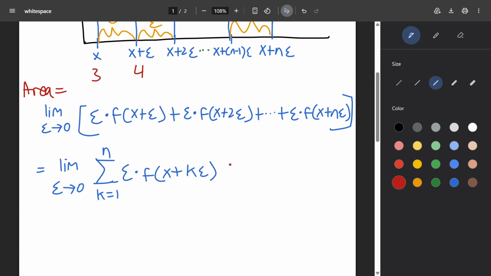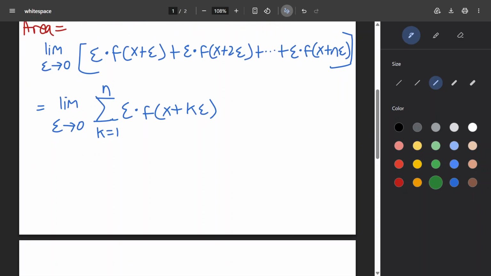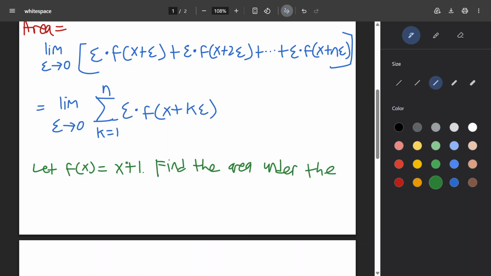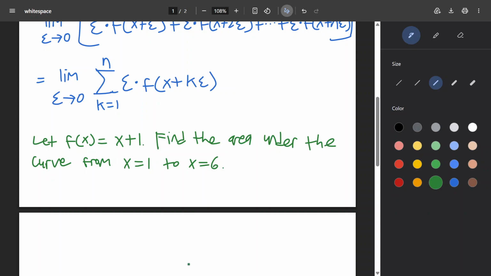Why don't we actually apply it? Let's pick an example problem. So we'll say let f of x be equal to x plus 1. Let's find the area under the curve from x equals 1 to x equals 6. I made these two numbers up. I could have chosen any two numbers, right? As long as they're in the domain of the function. All right, let's do this.